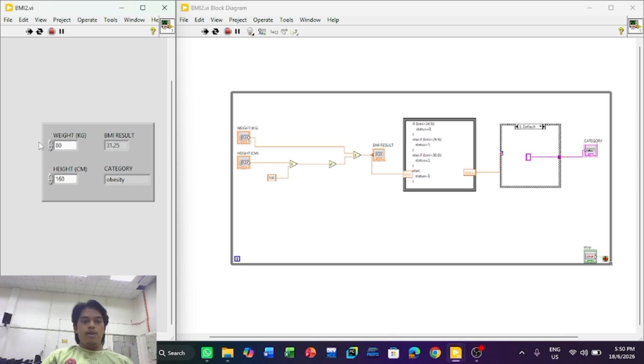So when we are using LabVIEW, it is very easy to calculate the BMI. So I think that's all from me.